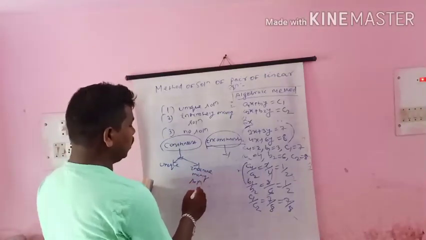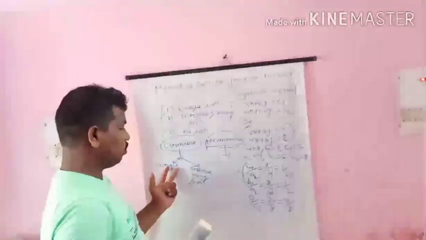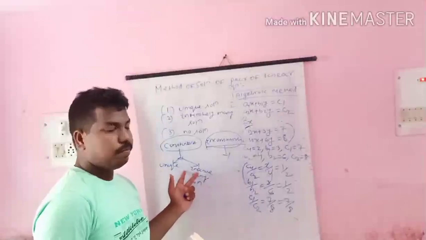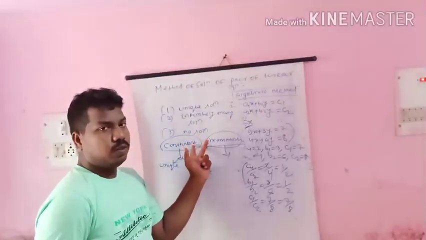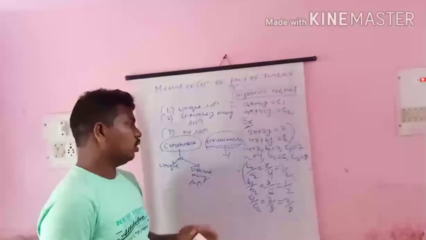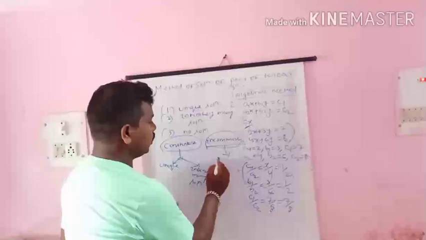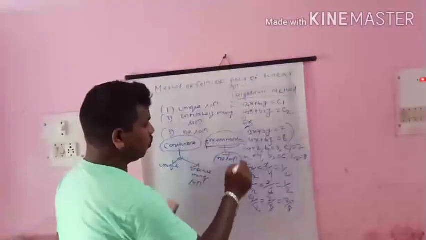That means if a pair of linear equations gives a unique solution or infinitely many solutions, then it is consistent. Or if a pair of linear equations gives no solution, that is known as inconsistent. That means an inconsistent pair always gives no solution.